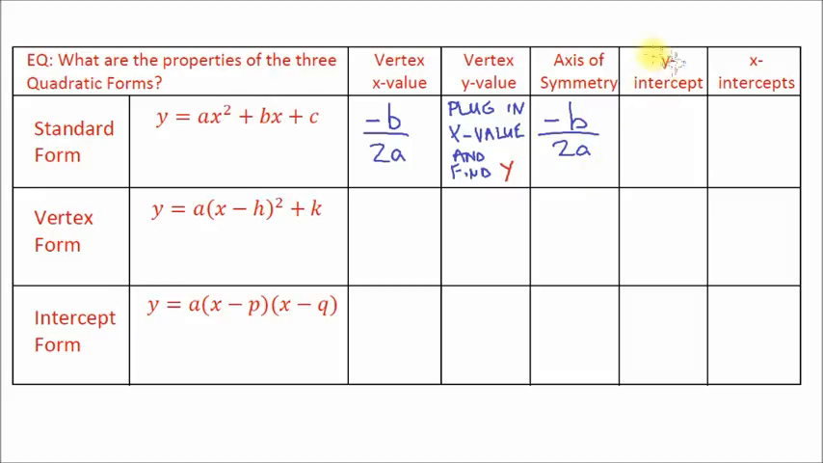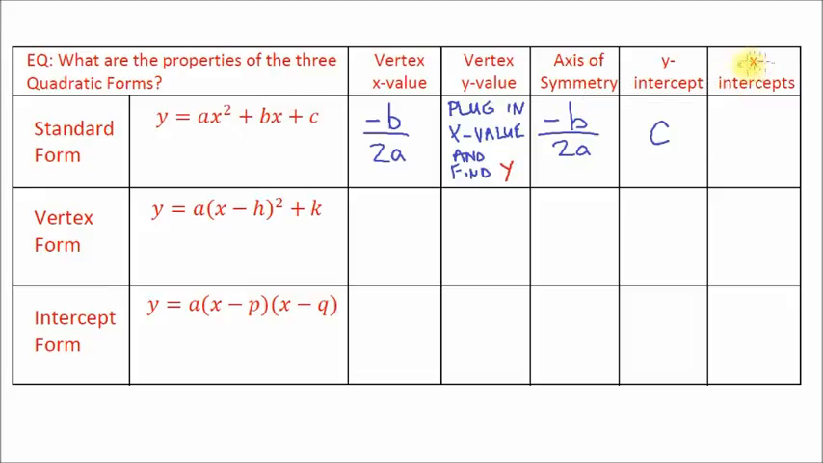All right, how do you find the y-intercept? How do you find where this quadratic equation crosses the y-axis? Well, the cool part is it's always going to be the same as the value of c. So if c here were 10, the y-intercept would be 10. If there was no c value, if this equation had no constant, then the y-intercept would be 0.